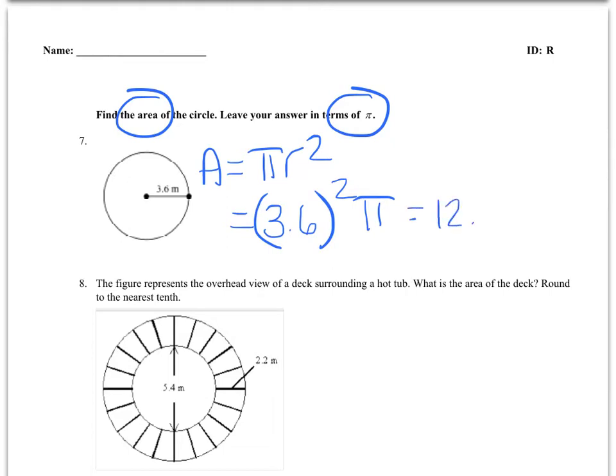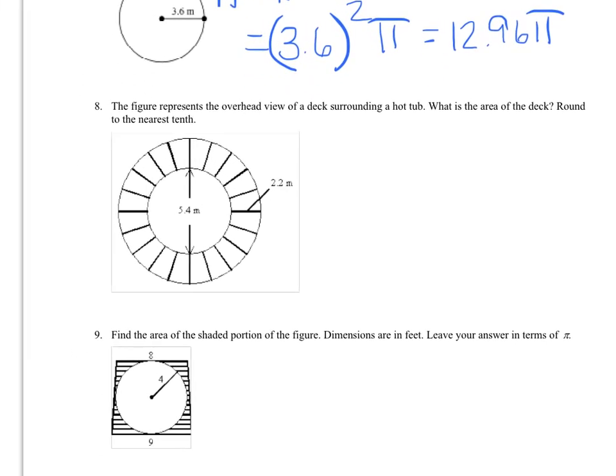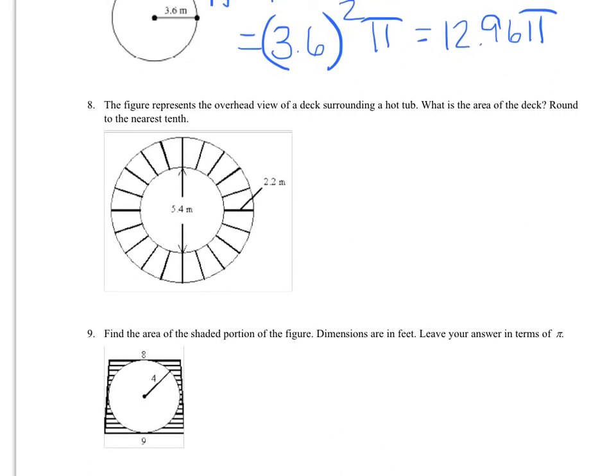So 12.96 pi. Okay? I'm going to try and go as fast as I can because I don't know how long my kids are going to watch the baby.